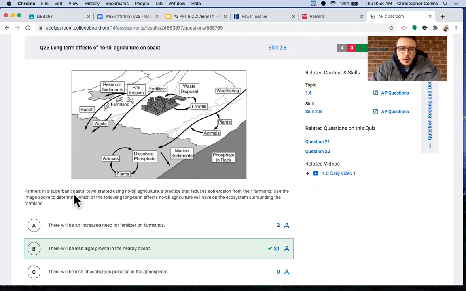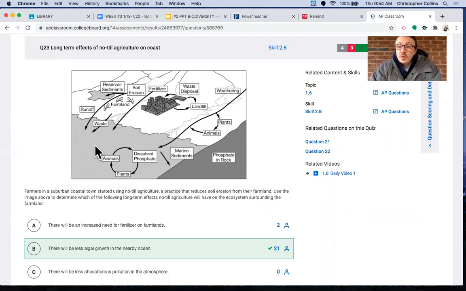So farmers in a suburban coastal town started using no-till agriculture, a practice that reduces soil erosion from the farmland. Use the image above to determine which of the following long-term effects would occur. Well, if you look up here, farmland was contributing to a lot of runoff, a lot of waste, and soil erosion. So if there's a lot of soil erosion, a lot of waste, there's going to be a lot of phosphorus. And so what happens when you get excess phosphorus in the nearby ocean or the nearby body of water? You're going to have a lot of cultural eutrophication.